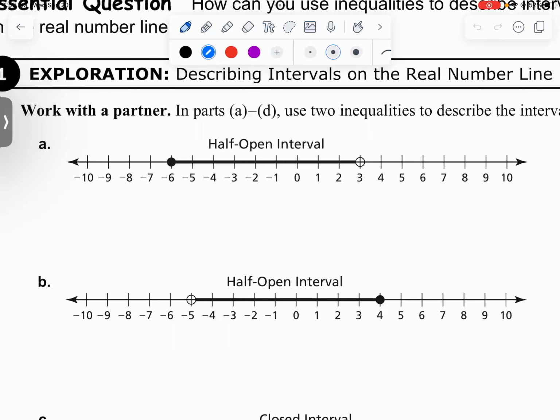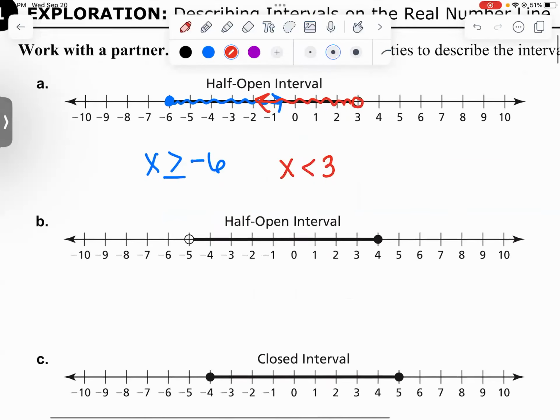Okay, so I have a question. If I'm talking about this circle right here, this closed circle, and an inequality that goes this way, how would I describe that? Raise your hand, Kyron. X is greater than or equal to -6. Okay. Then we have this open circle and an inequality that goes this way. DJ? Okay, good. That's what I'm asking you to write.